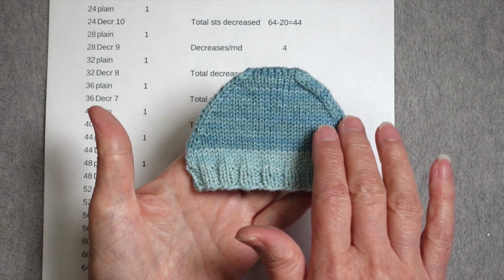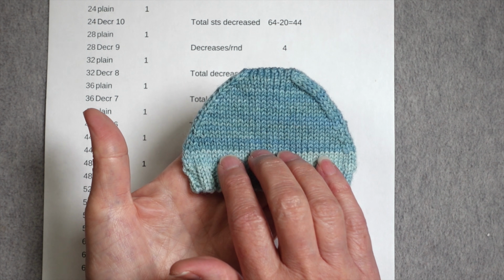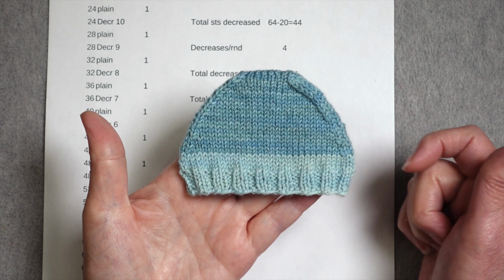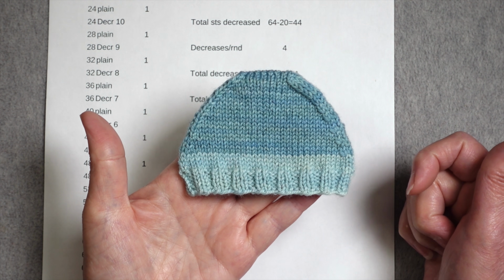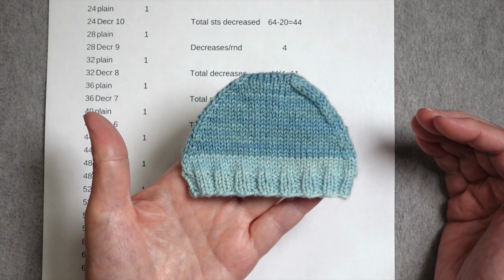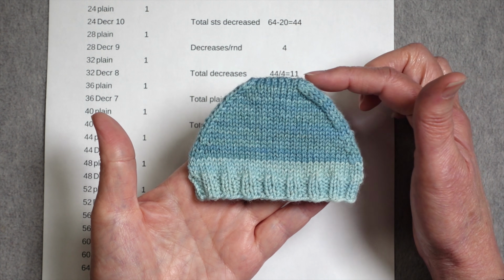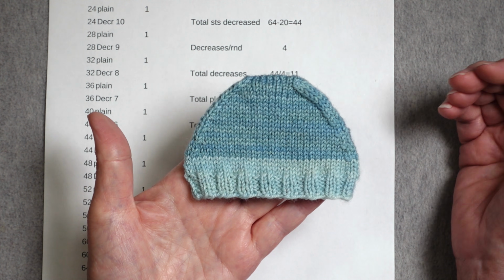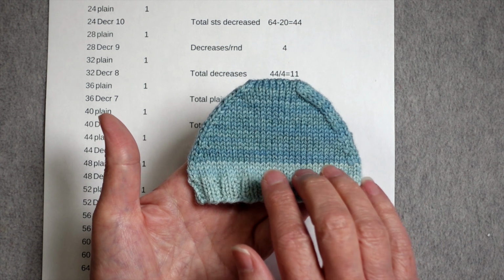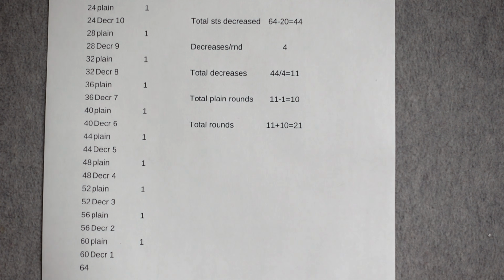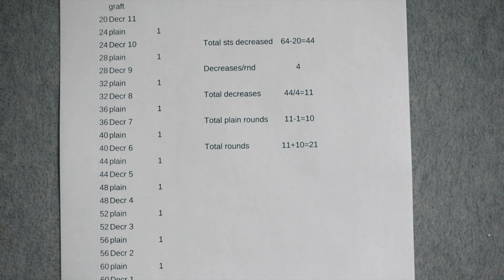The way that the plain rounds are distributed in this sock toe is that the first third of our decrease rounds are followed by 2 plain rounds. The next third of the decrease rounds are followed by 1 plain round. And then the remaining decrease rounds have no plain rounds following them at all. And so we can see how we distribute those by looking at what we started with before, which was 1 plain round after each of them.